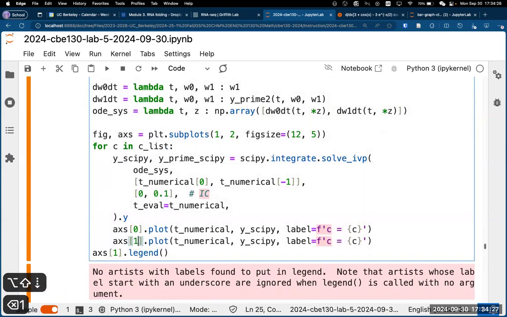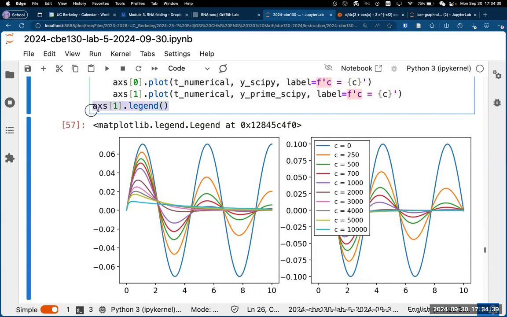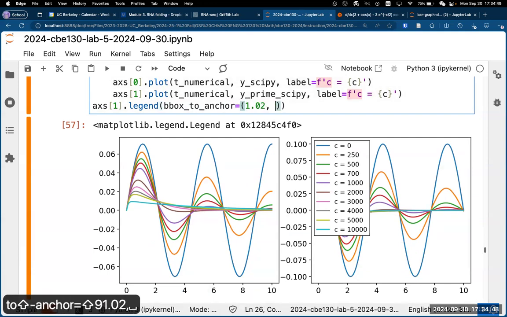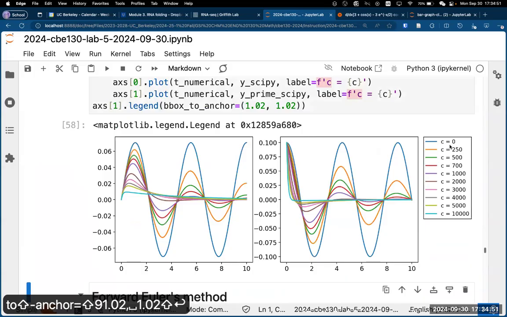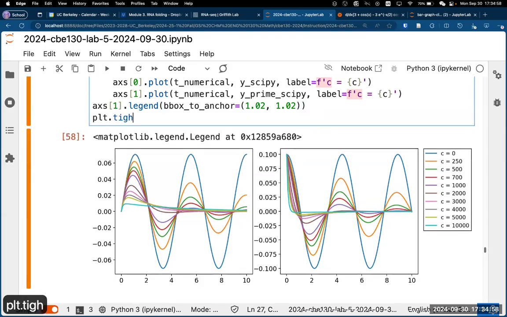Now we can also plot the first derivative, which is the velocity. So y prime. Okay. Because it covers up, and these two use one single legend, we can just do one legend. But with that one legend, we need to use a special command called bbox_to_anchor. I usually set it to 1.02 so that it becomes outside. So this helps you if you have a legend that's really large. And also do a plt.tight_layout so that it's not too crowded.